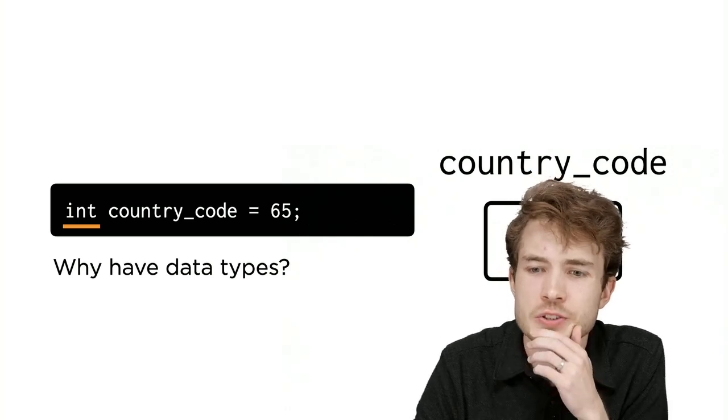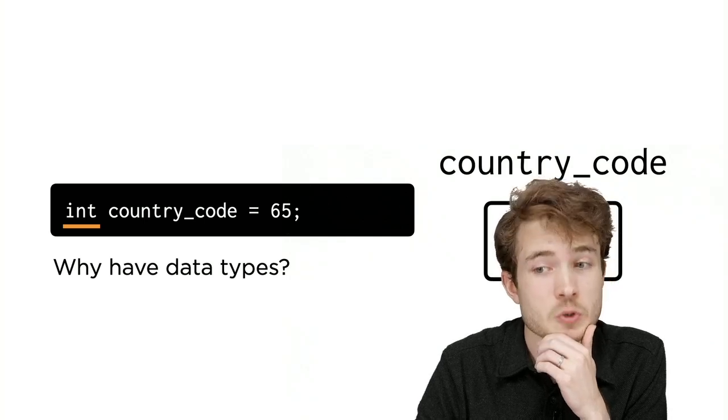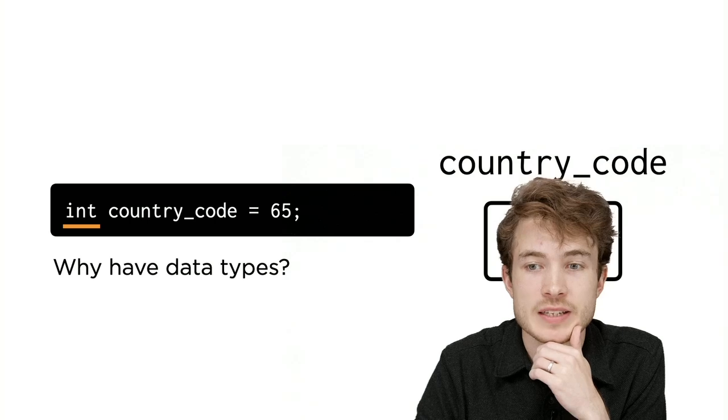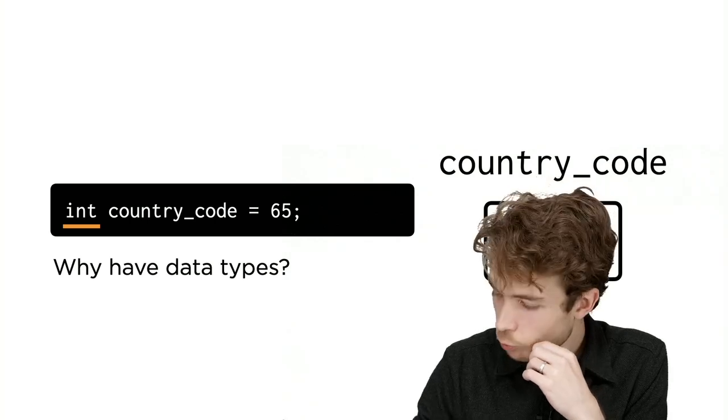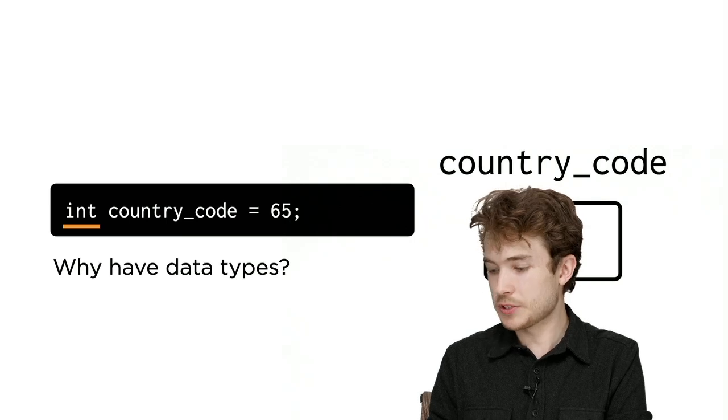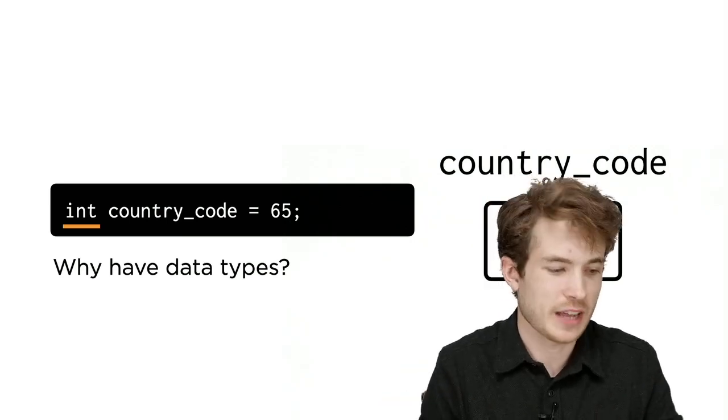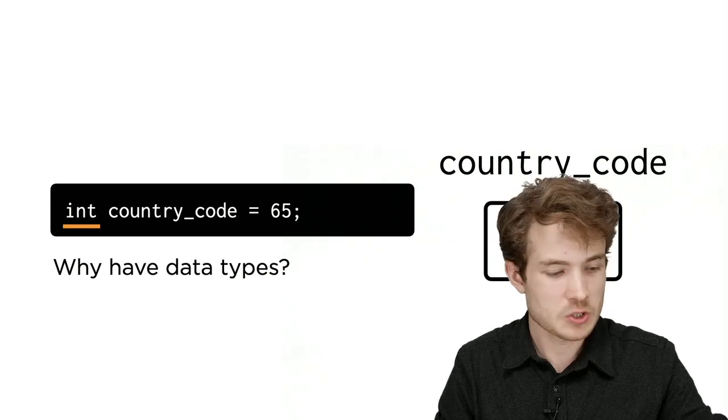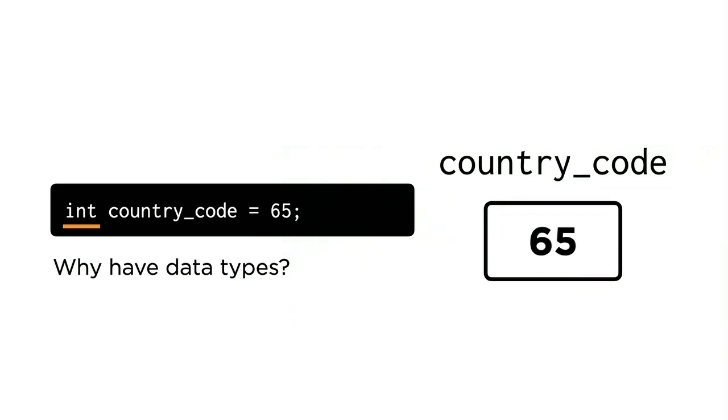Other ideas here too. To reserve enough space to store that data type, that's also a good idea as well. So why don't we give a bit of a concrete example as to why we really care about these types. So here, I'm trying to store this value, 65, as part of this variable called country code.